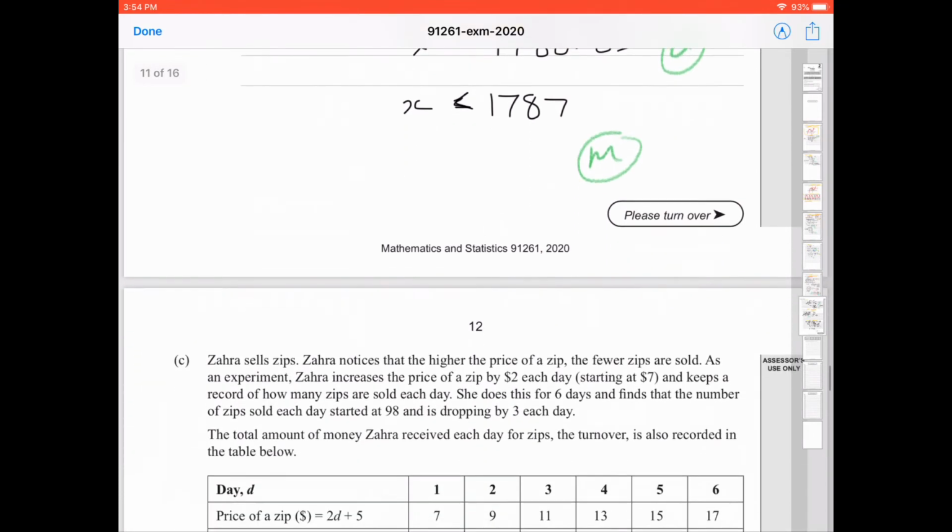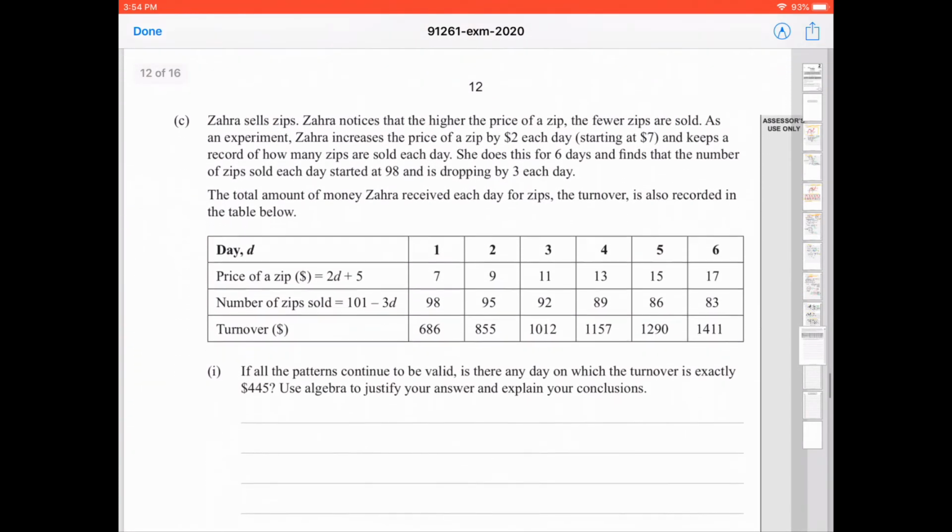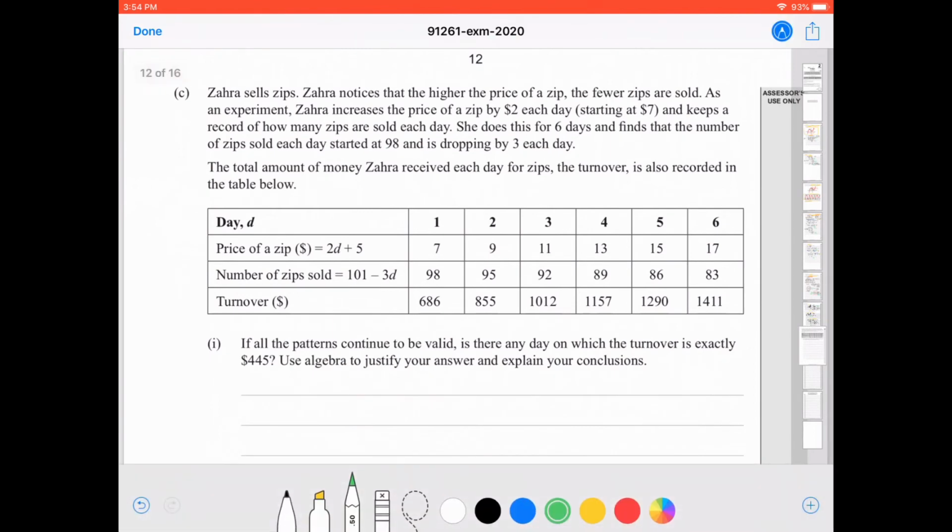Moving on now to question 3C. And it's a big word question. So Zara sells zips. Zara notices that the higher the price of a zip, the fewer zips are sold. As an experiment, Zara increases the price of a zip by $2 each day, starting at $7, and keeps a record of how many zips are sold each day. She does this for 6 days and finds that the number of zips sold each day started at 98 and is dropping by 3 each day. So as she increases the price of a zip, the quantity sold is dropping.